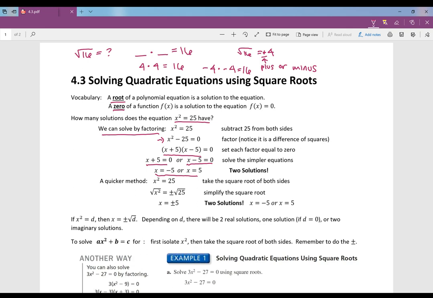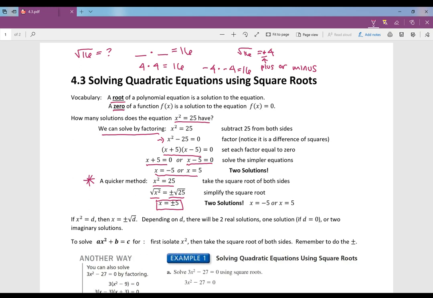There's actually another way to solve this. Instead of moving everything to one side and factoring, we can just take the square root, right? If we do the square root of each side, then we get the square root of x squared equals plus or minus the square root of 25. And it's really important to have that plus or minus because we could have the positive or the negative number. So our answer would be plus or minus 5, right? Positive 5 times itself or negative 5 times itself. So we're going to do more problems with this quicker method where we're just taking square roots.